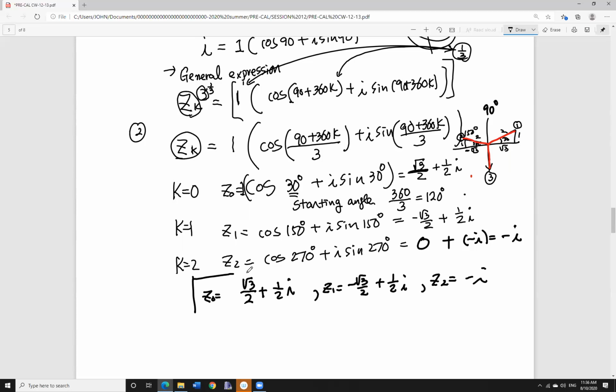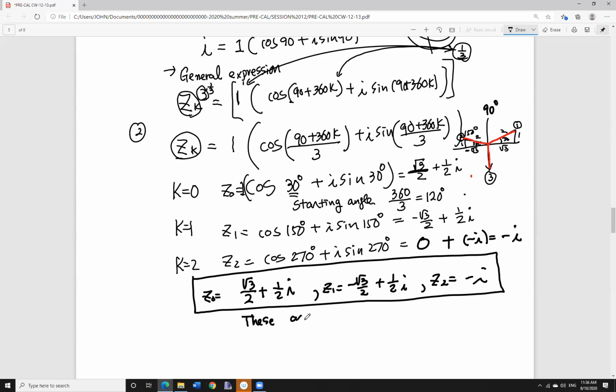This is the root. I'm sorry, these are the cube roots, we said, of what? i. Is it okay? We can say it this way. Are you guys with me? It's okay. Can you figure it out? Okay, this is very important, okay?